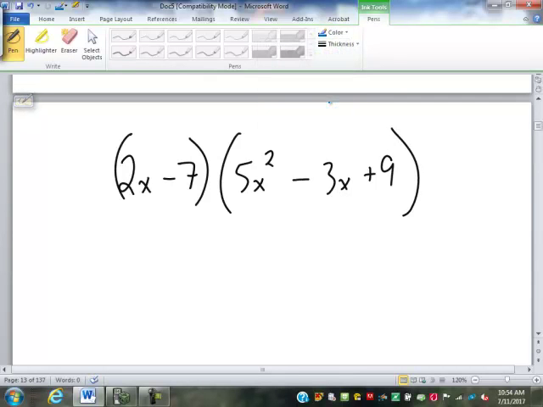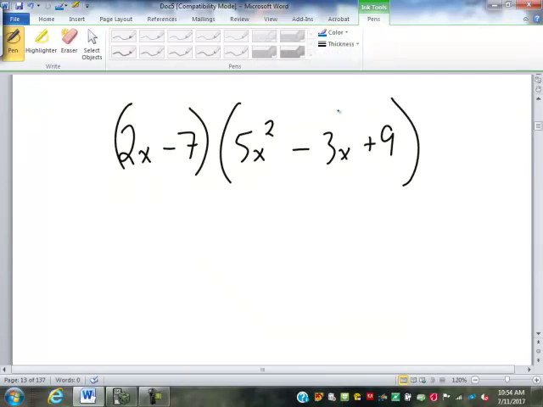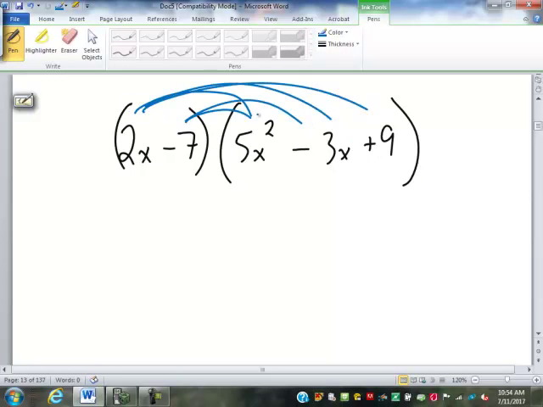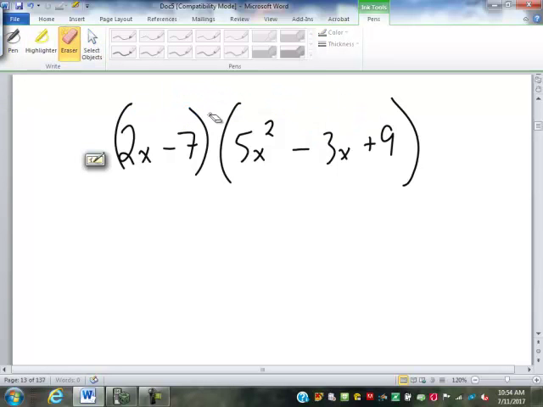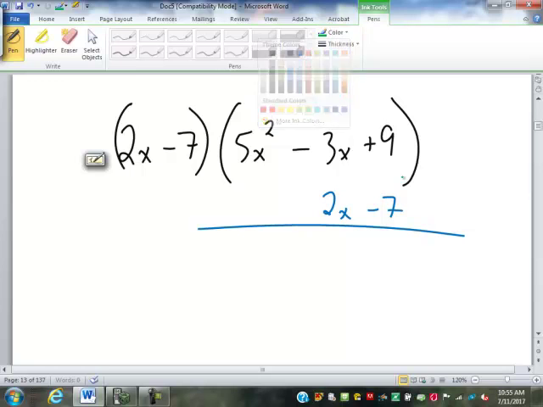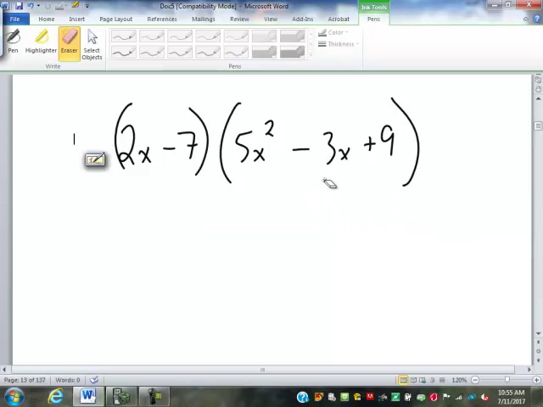Something like that, how do we do it? You could FOIL, you could just distribute that, then distribute this, right? Or you could set it up and do it the long way. You'd put the 2x minus 7 under here and do negative 7 times 9, negative 7 times negative 3. You can do it that way. Which way do you guys prefer? Anybody else have any strong preferences?